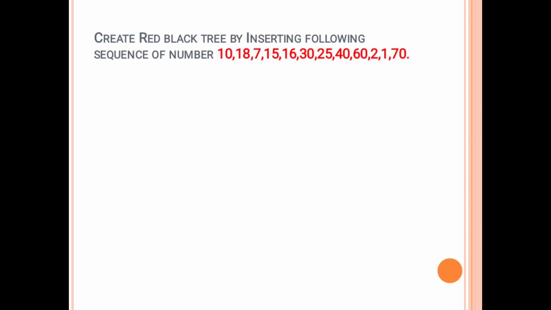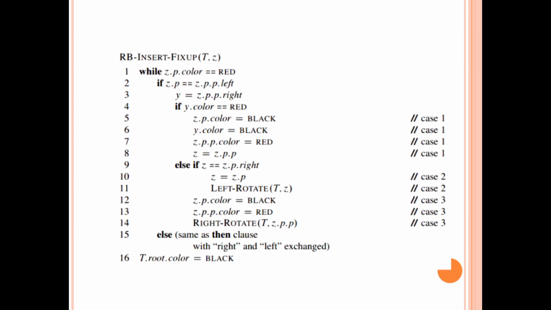Next we have to do 10, 18, 17. We have to practice this example. Take some sequence of values: 10, 18, 7, 15, 16, 13, 25, 14, 62 and 7. We have to take these elements and insert them one by one in a red black tree.